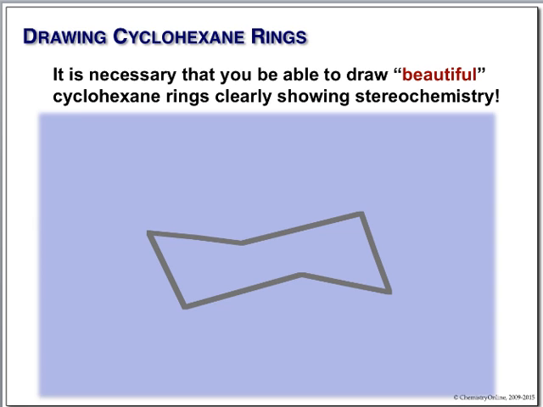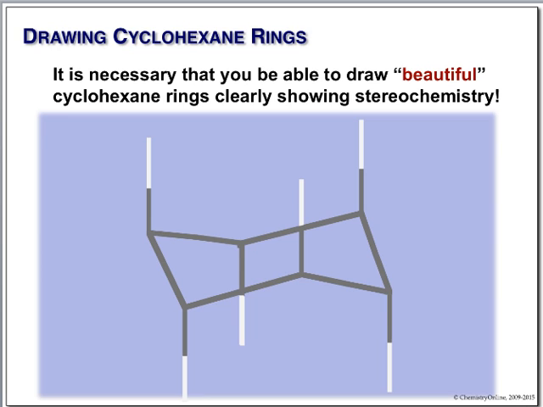So your set of axial bonds should look like these. Straight up and straight down. So take your structure, go ahead and draw in your axial bonds. Now, the axial bonds are really easy.